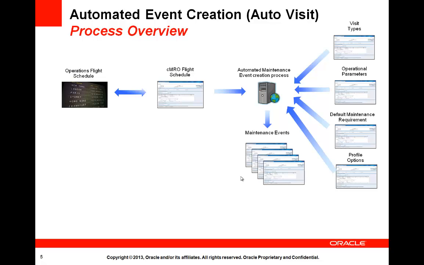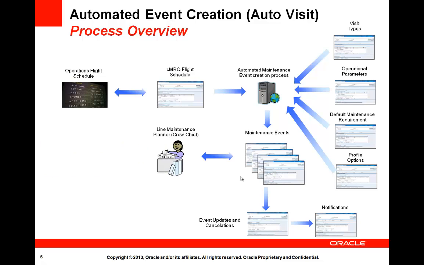Changes or updates to a cMRO flight schedule record will also be considered by the automated maintenance event creation process. Existing maintenance events which were created off of the flight schedule will be evaluated. This can result in updates to a maintenance event or even cancellation of a maintenance event. Depending on the update or cancellation, there may be system notifications generated as well.